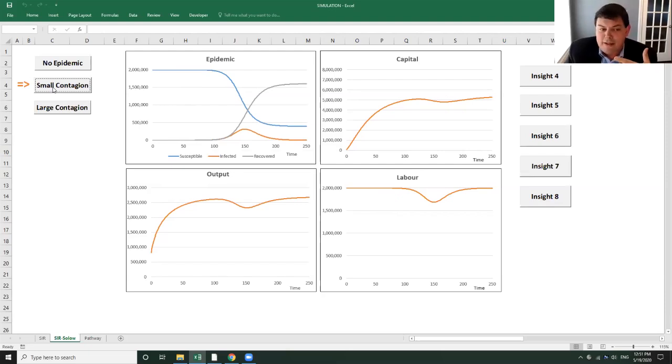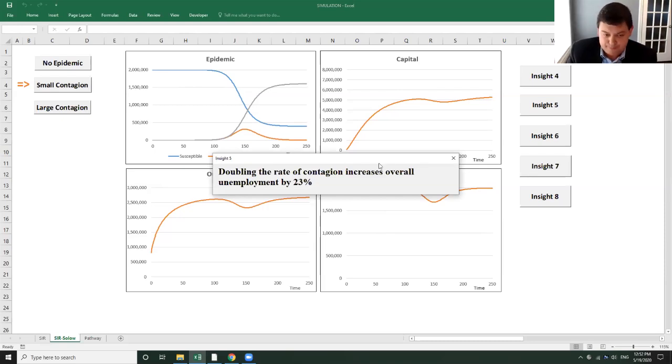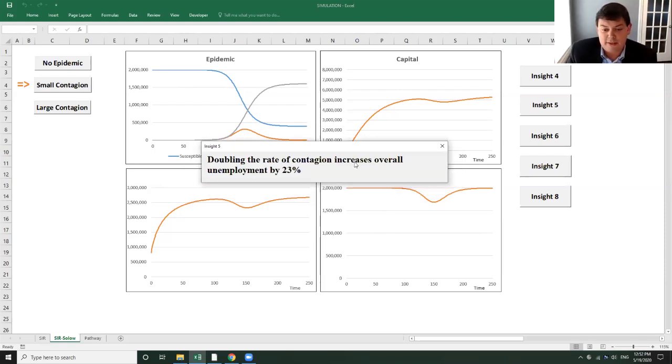But that could be a misleading thought, right? Because economists like to distinguish a lot between the intensive margin and extensive margin. So one thing is how many days I have of a crisis. The other thing is what's the depth of each day. Of course, 1 day of 10 unemployed people is much better than 1 day of 1 million unemployed people. So a better metric to see the overall effect on the labor market is the number of unemployed as measured by worker days. So overall unemployment over the year, what's happening? And that's insight 5, and it says that doubling the rate of contagion increases overall unemployment by 23%.